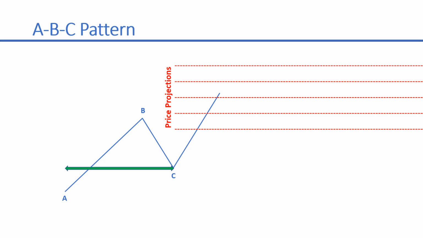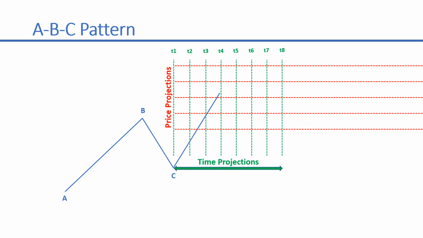Symmetry also extends to time. The combined length of time from AB and then BC can be projected forward as the time frame for pattern completion. Price and time projections provide potential target zones to manage trades.